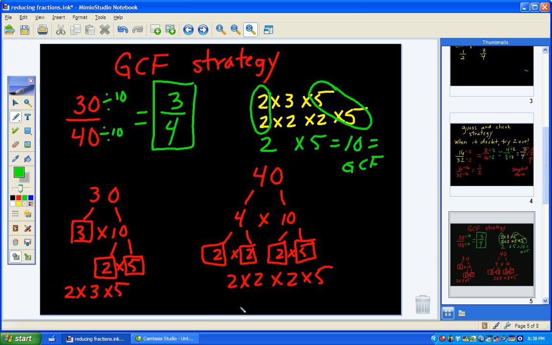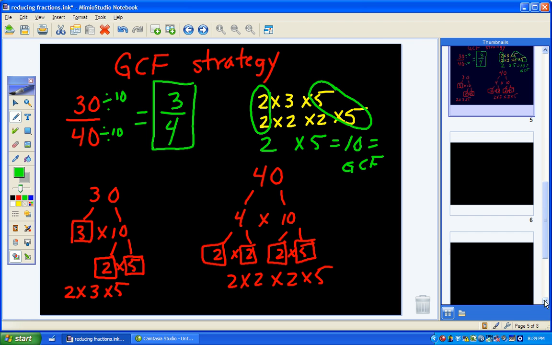A lot of us have to kind of do this to find the GCF. Some of us are going to start to use number sense and say, oh, I know 10 is going to go into both of those, and see if I get it. Now 3/4, the only thing I can divide both of them by is 1. So it is in simplest form. So we're going to practice a few more. We're going to use both strategies, the guess and check and the GCF.